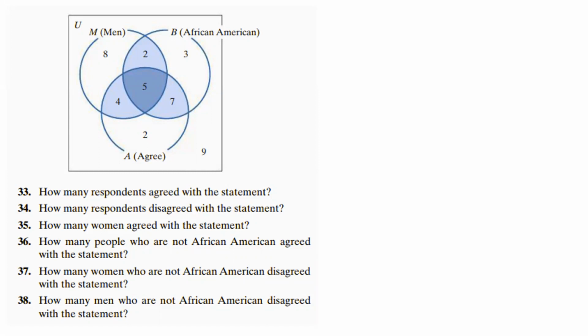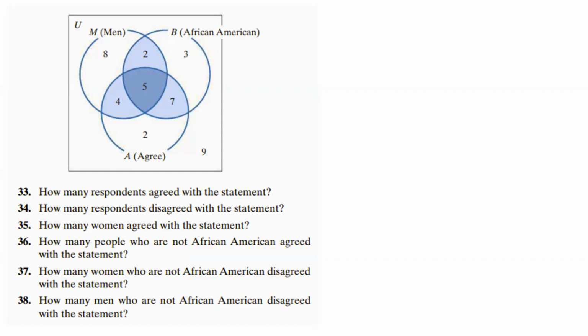Okay. So I have these three different sets. Circle M is men, B is African American, and A is agree. And so I imagine this is another survey where you had to put check marks, and you could check all three things. Are you a man? Are you African American? Do you agree? Maybe you only check two of those boxes. Maybe you check one. Maybe you don't check any. And so that's how this Venn diagram is built.